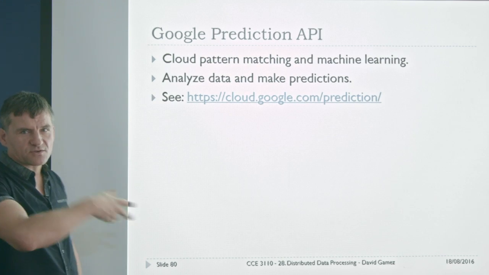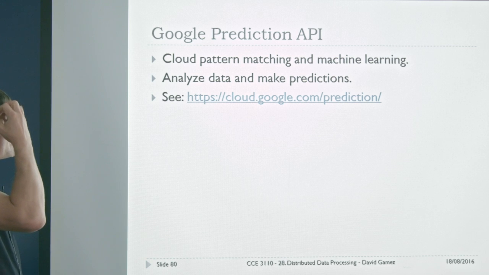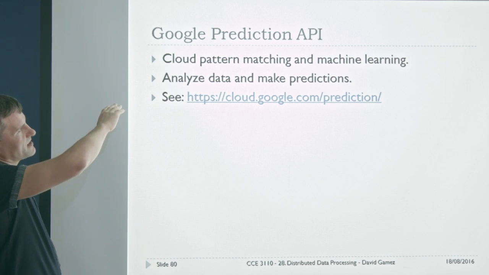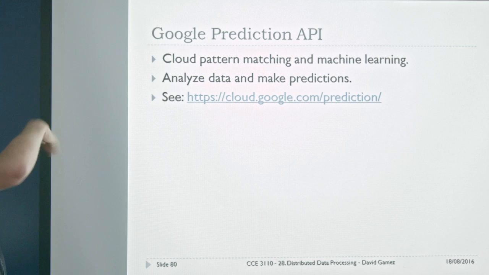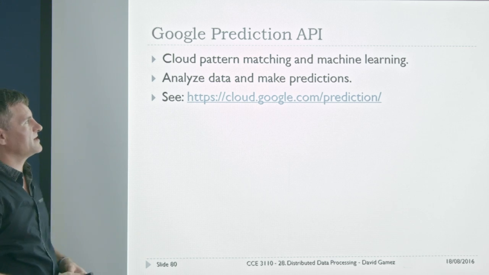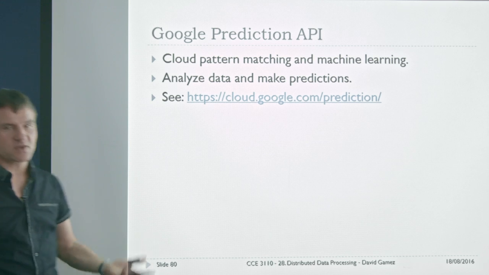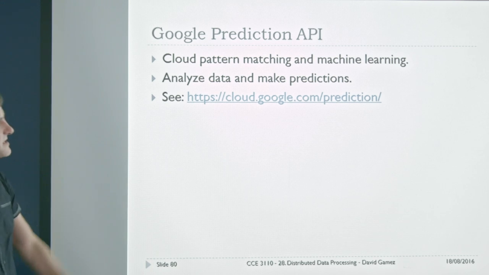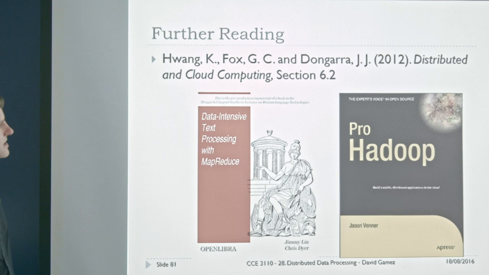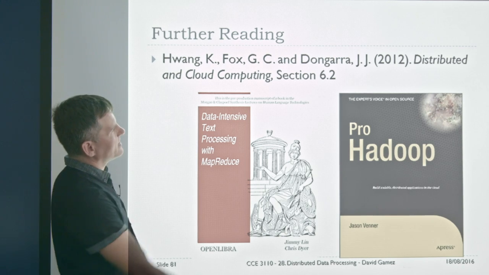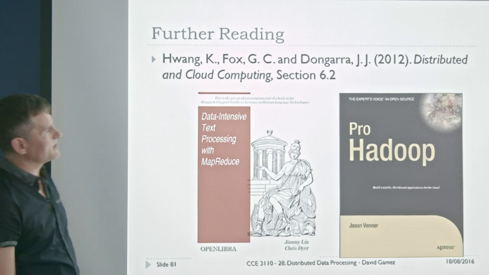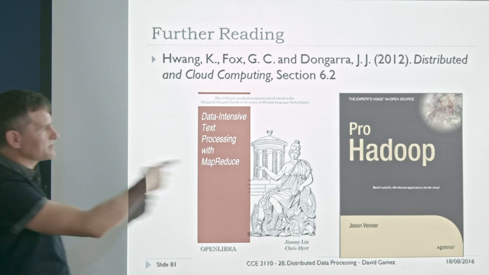And you've also got Google's other software libraries for this kind of stuff. We've got the Google Prediction API, a pattern matching and machine learning API, so you can bung a load of data in it and it will analyze it for you. You might get complete gobbledygook, or you might get some very sensible stuff as well. There's a couple of books in the library, as well as a section in one of the course books. I haven't looked at these, but they might be of use.